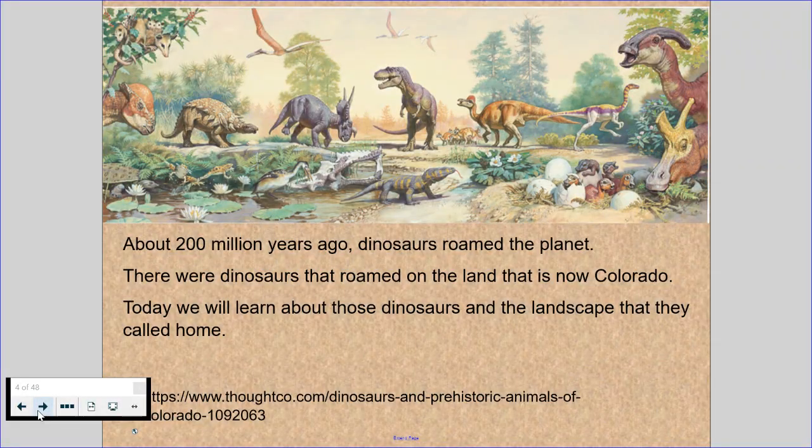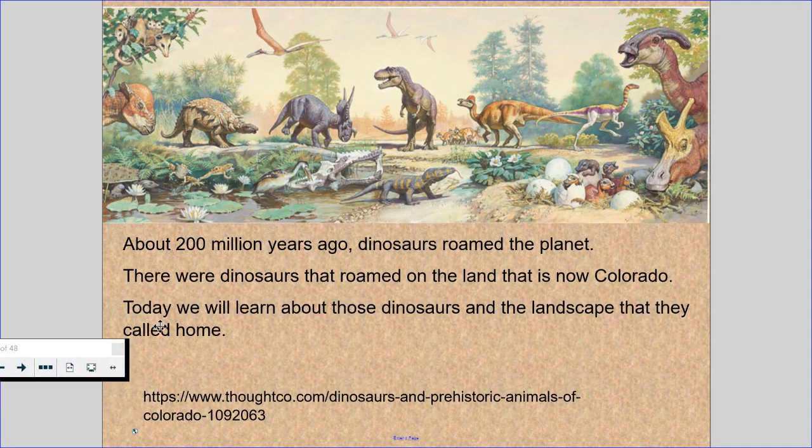So that brings us to the time on our planet, of course, when there were dinosaurs. About 200 million years ago, dinosaurs roamed the planet. There were dinosaurs that roamed on the land that is now Colorado. If we were in class, we would do a little bit more learning about those dinosaurs and the landscape that they called home. We're going to speed through this part because we want to get to the Fort Collins history learning. And since we are limited on what we can do with you guys, we've decided to skip through the dinosaur piece.